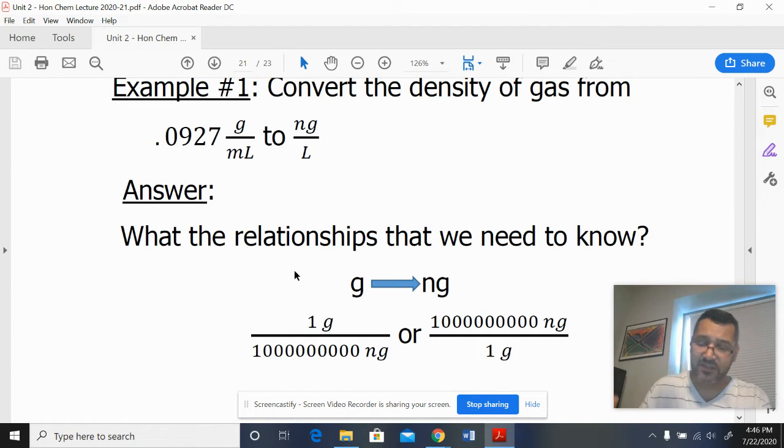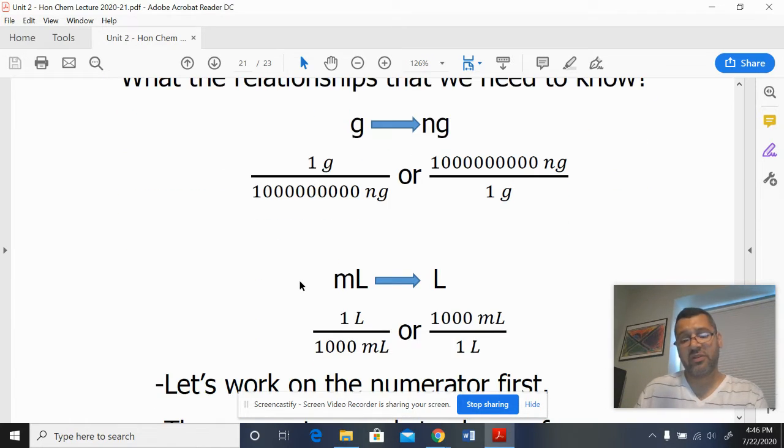And again, we look at our staircase and we see that the relationship between a gram and a nanogram is such that a gram is bigger than a nanogram. How many times? 1 billion times bigger. So for every 1 gram, there's 1 billion nanograms. Or you could say that for every billion nanograms, there's 1 gram. So we've got to figure out which of those two we need. And then milliliters to liters, again, staircase. For every 1 liter, there's 1,000 milliliters, and for every 1,000 milliliters there's a liter. And we need to figure out which of those two we need.